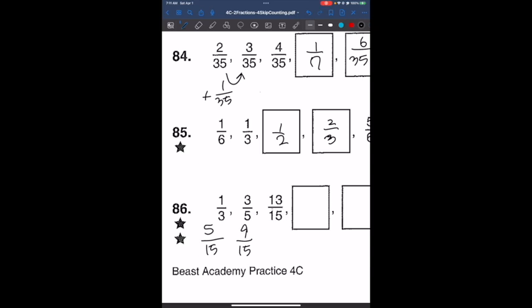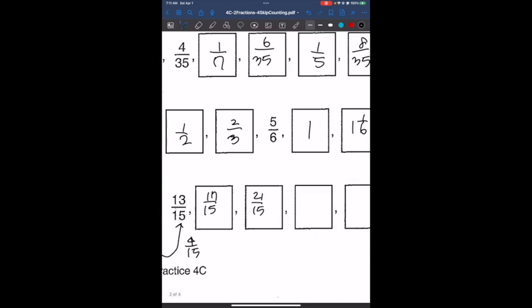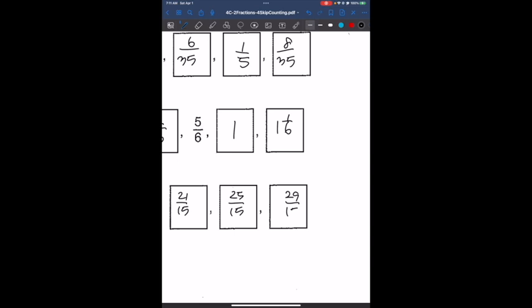And so from 5 over 15 to 9 over 15, we added 4 over 15. And from 9 over 15 to 13 over 15, we also added 4 over 15. And so what this tells us is that in this problem, we're skip counting by 4 over 15s. And so doing that is going to give us 17 over 15, 21 over 15, 25 over 15, and 29 over 15.